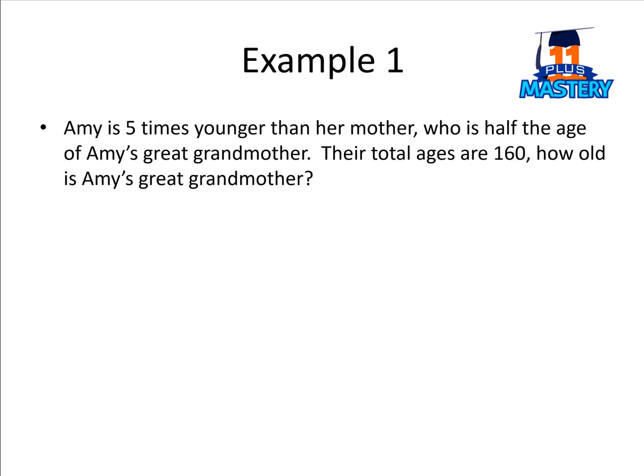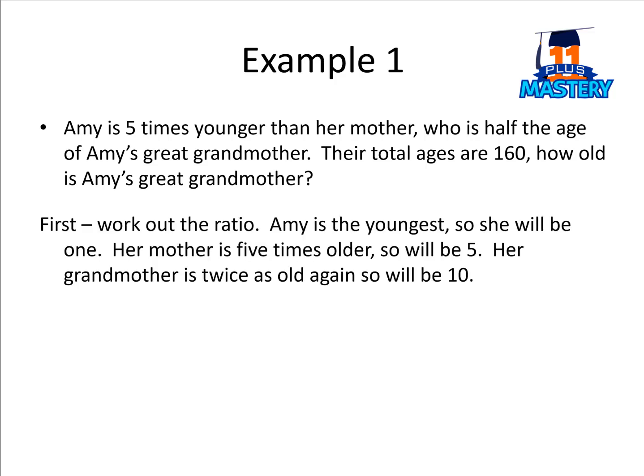Example 1. Amy is 5 times younger than her mother, who is half the age of Amy's great-grandmother. Their total ages are 160. How old is Amy's great-grandmother? First, work out the ratio. Amy is the youngest, so she will be 1. Her mother is 5 times older, so it will be 5. And her grandmother is twice as old again, so it will be 10. This gives the ratio 1 to 5 to 10.